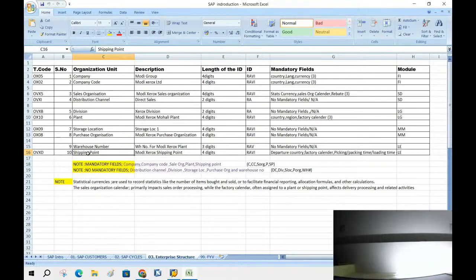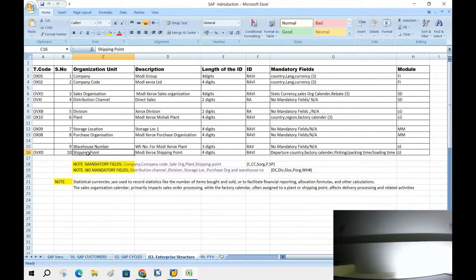Now, what are the 10 we have to see? The 10 organizations are company, company code, sales organization, distribution channel, division, plant, storage location, purchase organization, warehouse number, and shipping point.